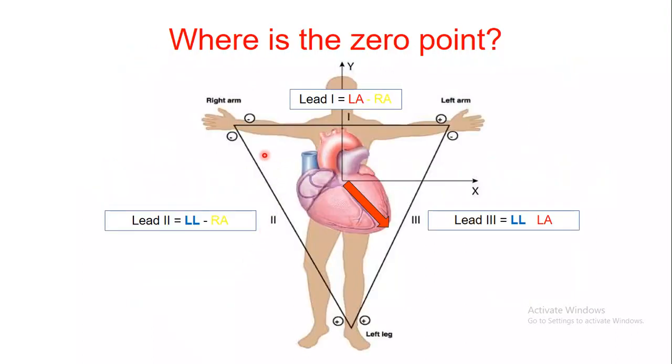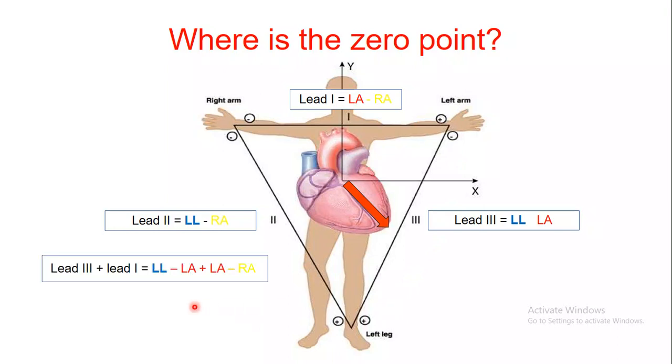So where is the 0 point? As we just mentioned, lead 1 records the difference of electricity between left arm, which is positive, and right arm, which is negative. And lead 2 measures the difference between right arm and left leg. Left leg is positive and right arm is negative. And lead 3 records the difference between left arm negative and left leg positive.